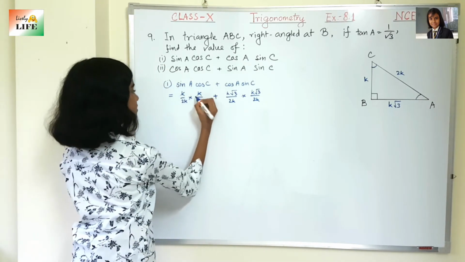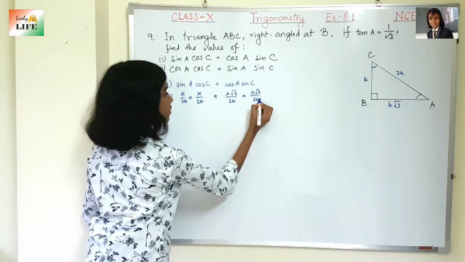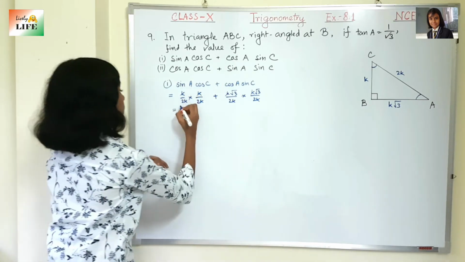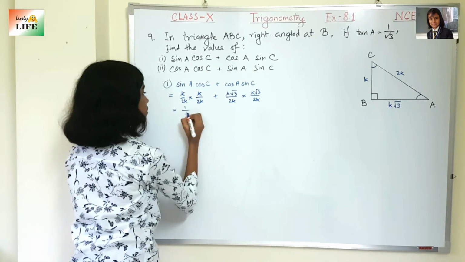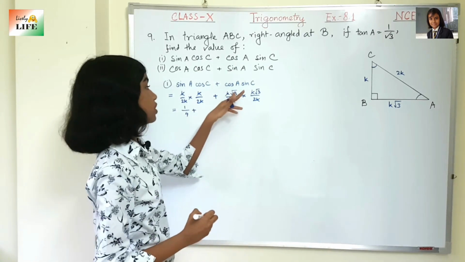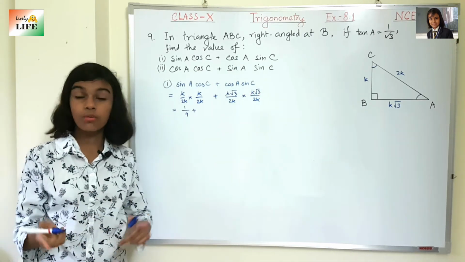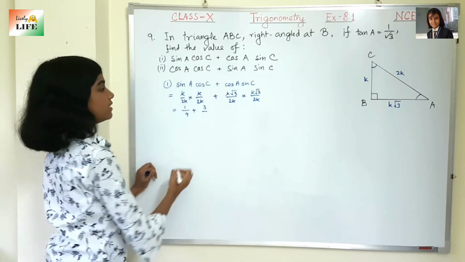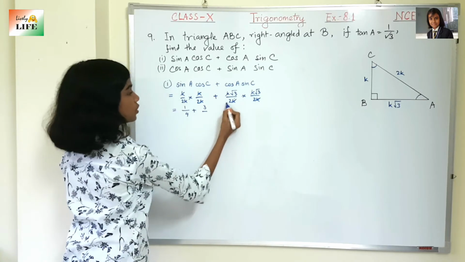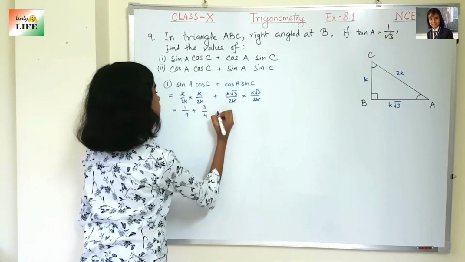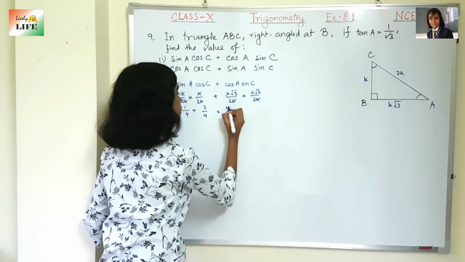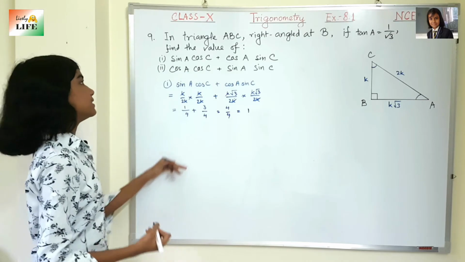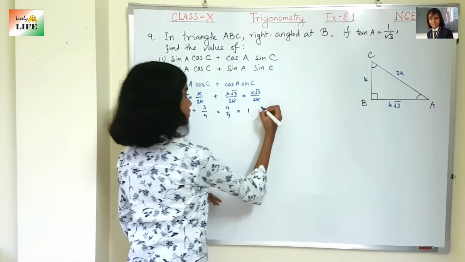The K will be cut. All K will be cut. Now what remains? 1 by 2 into 2 is 4, plus root 3 into root 3 is what? Root 3 square. What is root 3 square? It is 3. 3 by, again, 2 into 2, 4. What it will be? 3 plus 1, 4. 4 by 4. What is 4 by 4? It is 1. So the answer of the number 1 is 1.